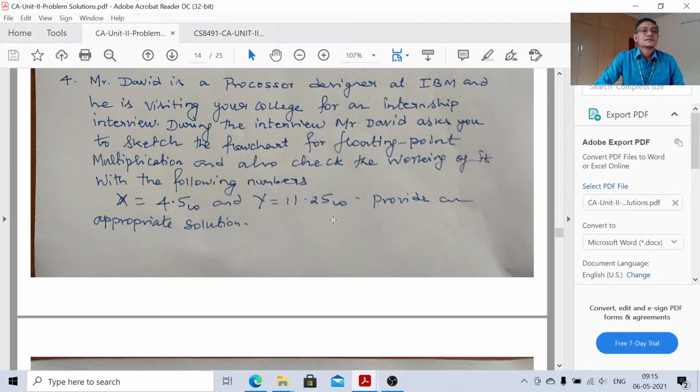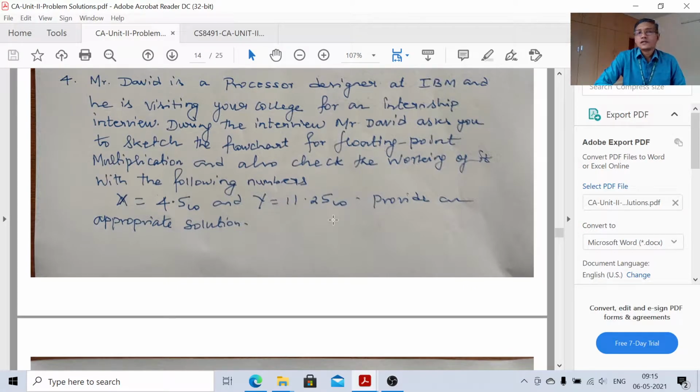Mr. David is a processor designer at IBM and he is visiting your college for an internship interview. During the interview, Mr. David asks you to sketch the flowchart for floating point multiplication and also check the working of it with the following numbers. So x is equal to 4.5 to the base 10 and y is equal to 11.25 to the base 10.